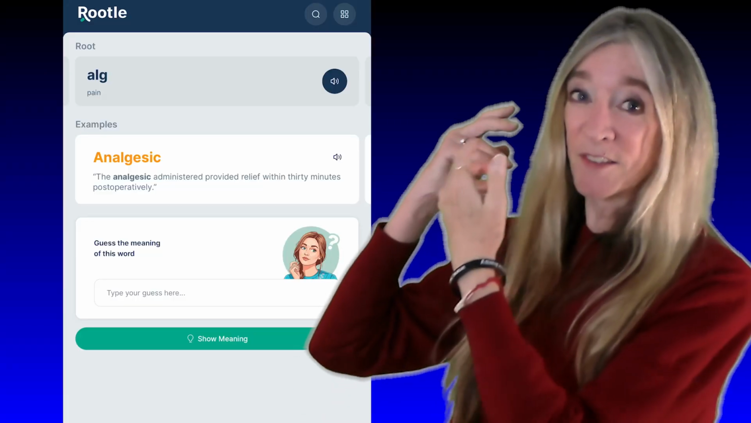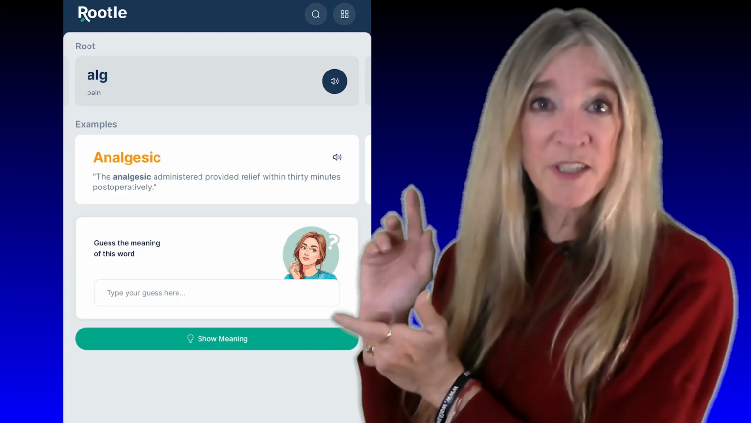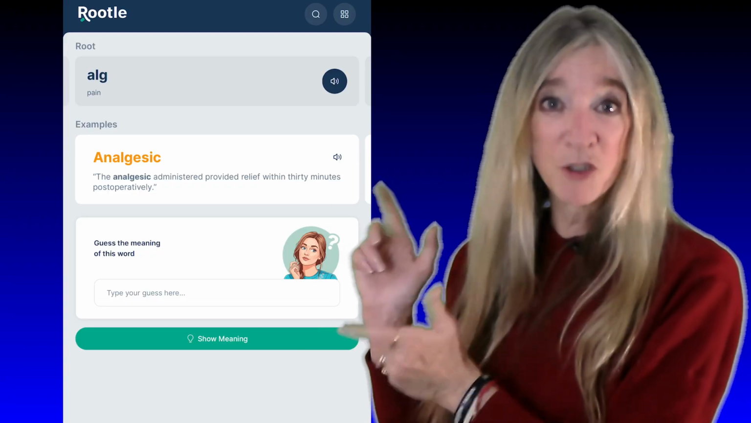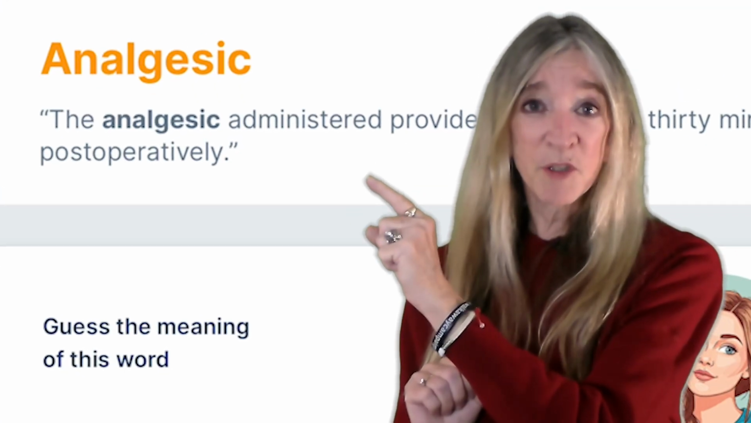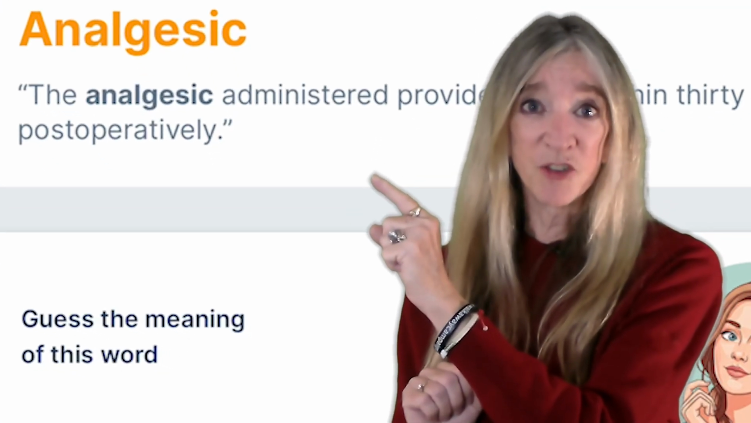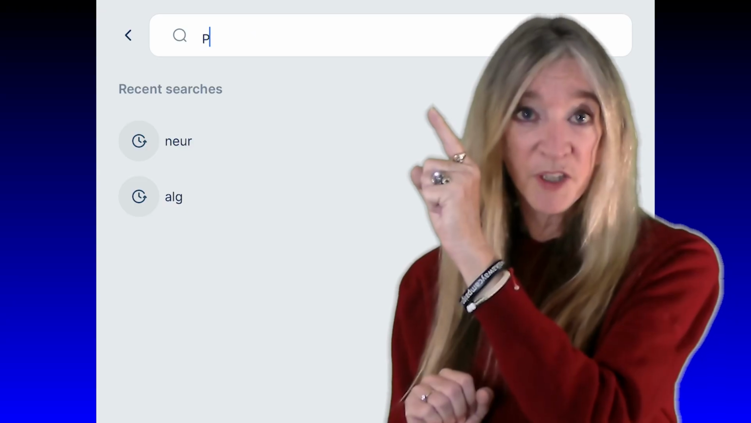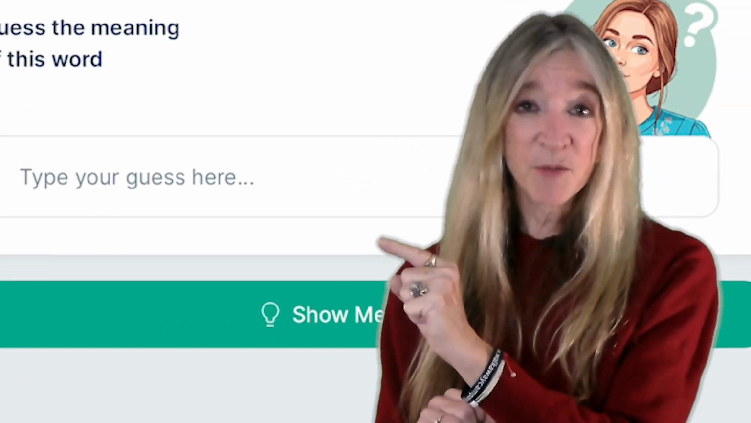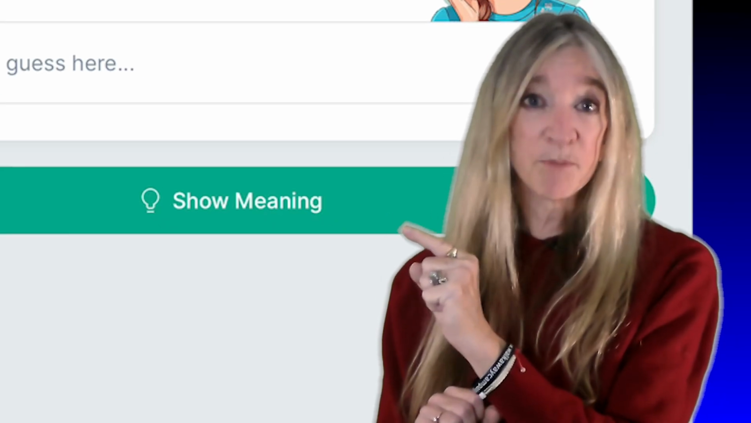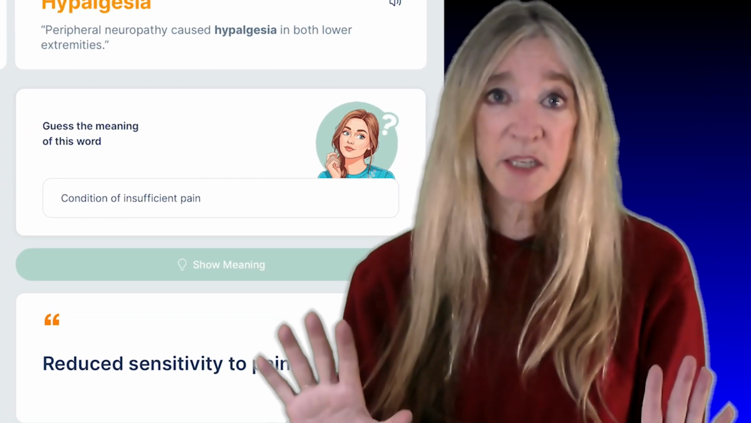But now my class looks like this because I turned it into an app called Rootle. This is where you learn a root. This is where you get a guess word. This is where you get a sentence for some context clues. This is where you can look up more of the roots on this page for a little extra help. This is where you enter your best guess, and this is where you get a brief dictionary definition to compare to your guess. And it doesn't have to be an exact match.